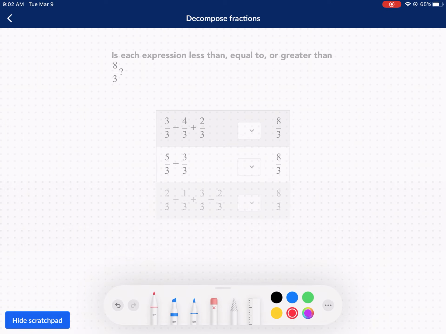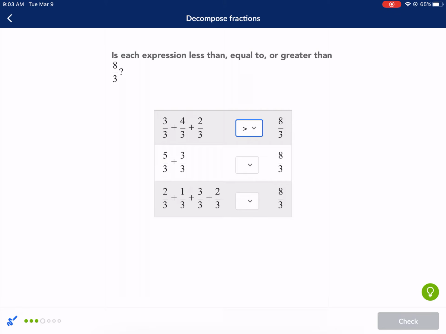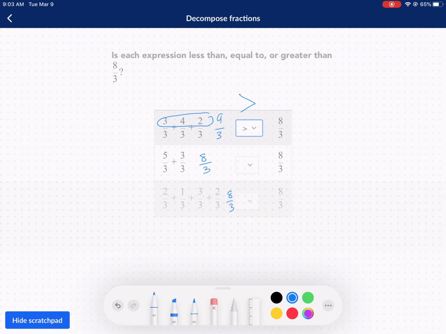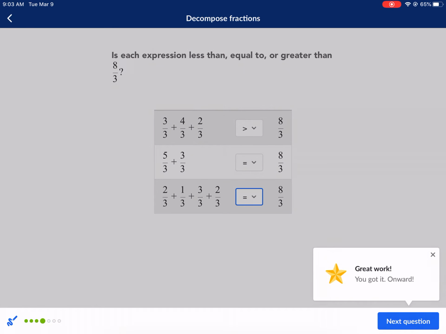Okay, so it makes it easy for us here. We just need to add the tops. 4 plus 3 plus 2 is 9. 9 over 3. 5 plus 3 is 8 over 3. And then we have 2 plus 1 is 3, plus 3 is 6, plus 2 is 8. So let me just double check that. 4, 7, 8 over 3. So we have 2 that are equal and then 1 that is greater than. The first one is greater than, so the mouth eats the bigger one. The mouth points open to the bigger one. And then we have 2 equals. 5 plus 3 is 8. And then we have another 8. Check it. And we're good.